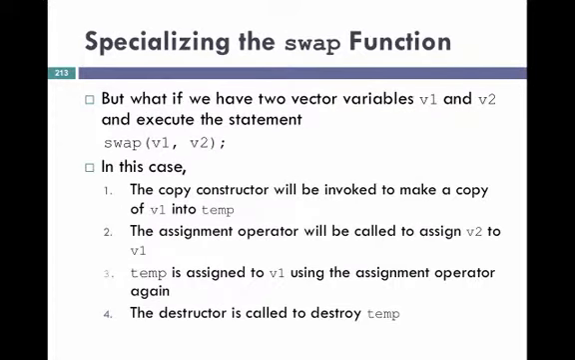What if we have two vector variables and we have this statement, swap v1, v2? In this case, the copy constructor will be invoked to make a copy of v1 into temp. Then the assignment operator will assign v2 to v1. Then temp is assigned to v2 using the assignment operator again, and the destructor is called to destroy temp.